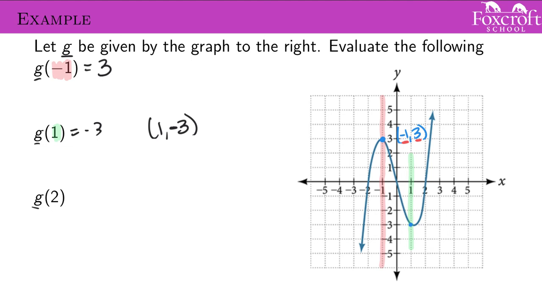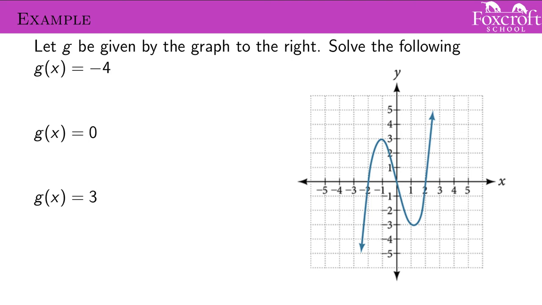The last one, g of 2: I go to 2 on my graph. Because it's a function, there should only be one place where that line hits, and it's right there on the x-axis, that is 0. That is the point (2, 0). So when I put in 2, I get out 0. This is how we do function notation with graphs. The thing in the parentheses is your x value, and your answer is the y value that goes with it.